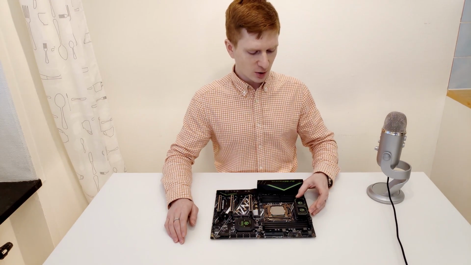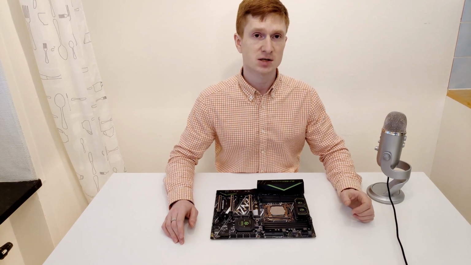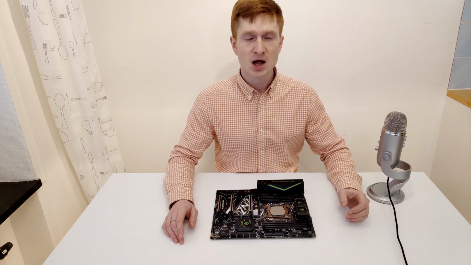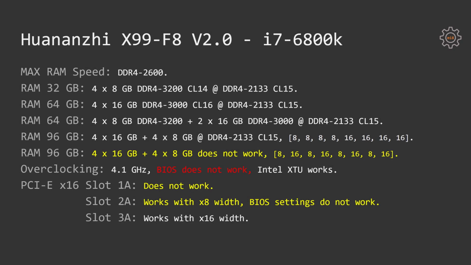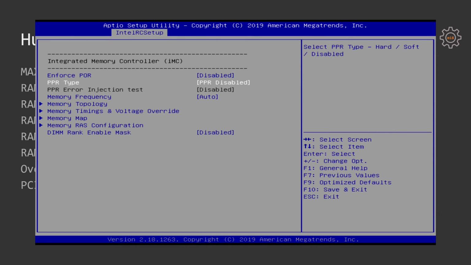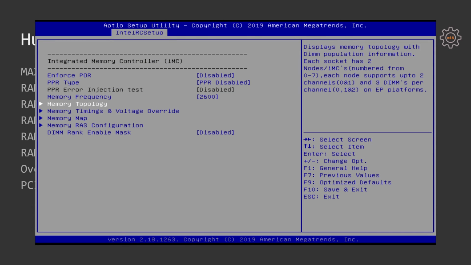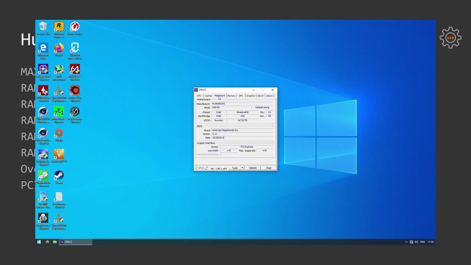Unfortunately, the VRM cooling is also active, the same as on the Huananzhi X99-TF, but unlike the Huananzhi X99-TF, these particular fans are working pretty quiet and I have no complaints about them. I have started my testing with the Intel Core i7-6800K. The maximum supported memory speed on this motherboard with the i7-6800K is DDR4-2600. Everything above that does not work.